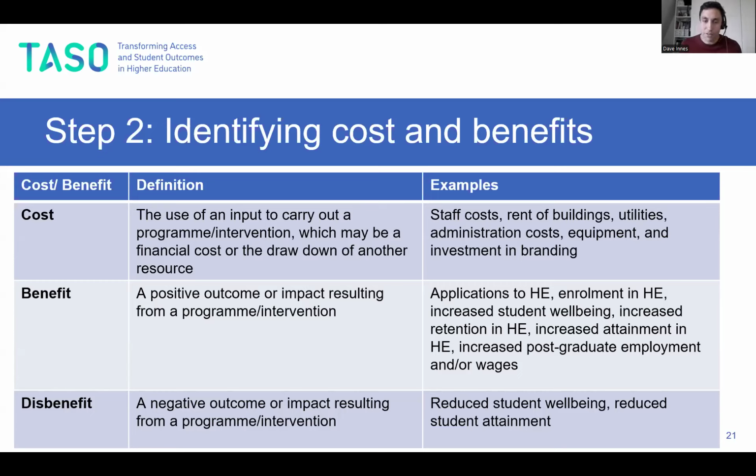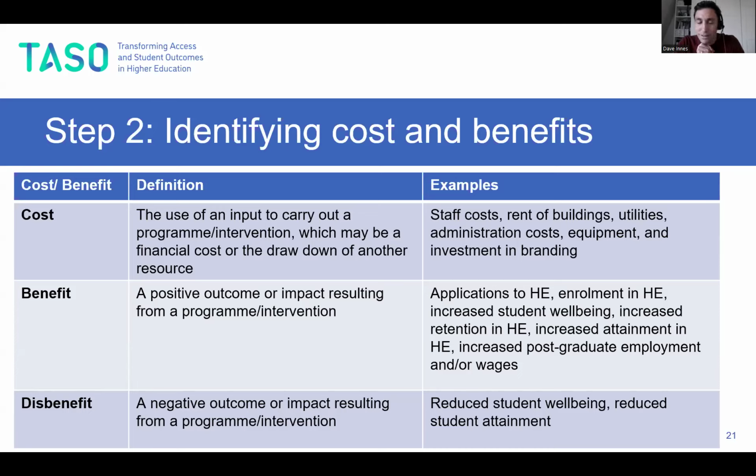Now, a benefit is a positive outcome or impact resulting from the program or intervention. That's a fairly broad thing, but it could include lots of different types of outcomes or impacts that you've identified in the theory of change. Just to give some examples of the sorts of things that are likely to be relevant to interventions in HE, we may be thinking about applications to HE. If it's an access program, we may be thinking about enrollment to HE. We may be thinking about increased student well-being. We may be thinking about increased retention in HE, so people carrying on to further study. We may be thinking about improved attainment, or further down the line, we might be thinking about postgraduate earnings or wages. And then the last thing on this slide are disbenefits.